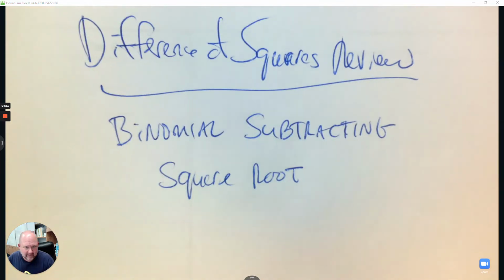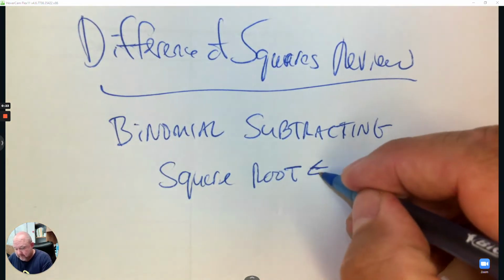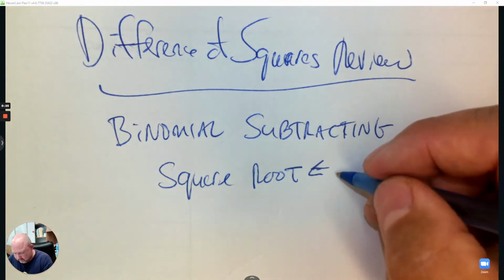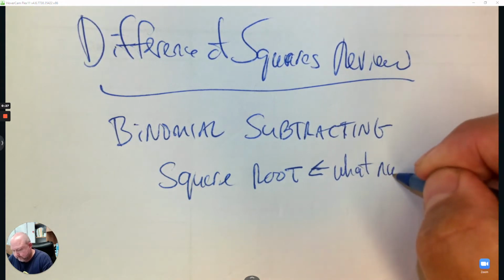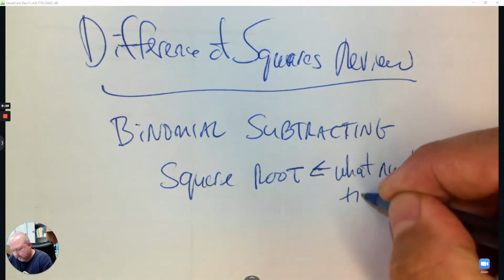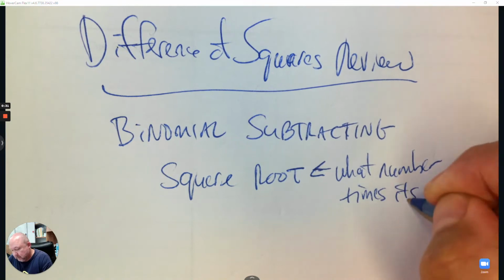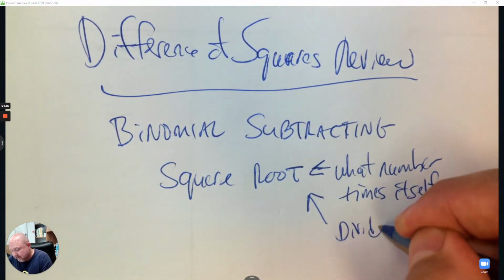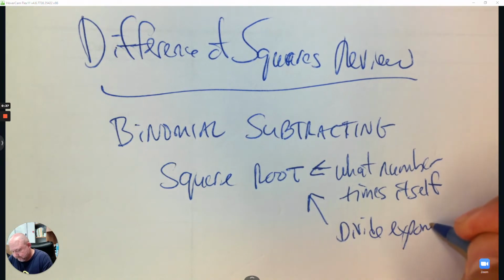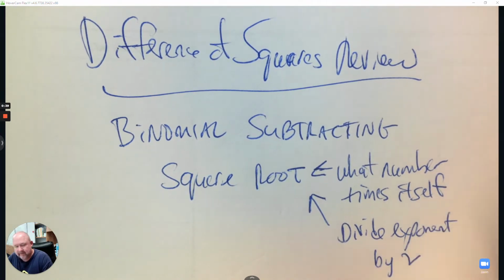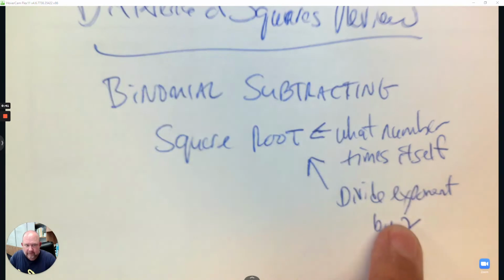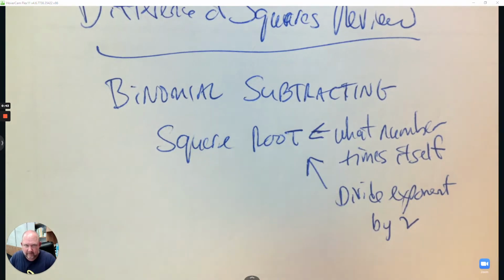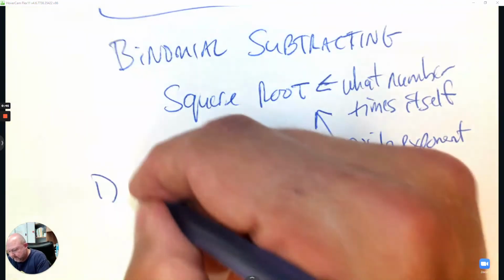And now we're going to practice. So square root means, again, what number times itself? That's what we're looking for. If it's algebra, we're going to divide the exponent by 2. That's what it means that way. So we're going to put all of this together to factor. So let's look at some examples together.